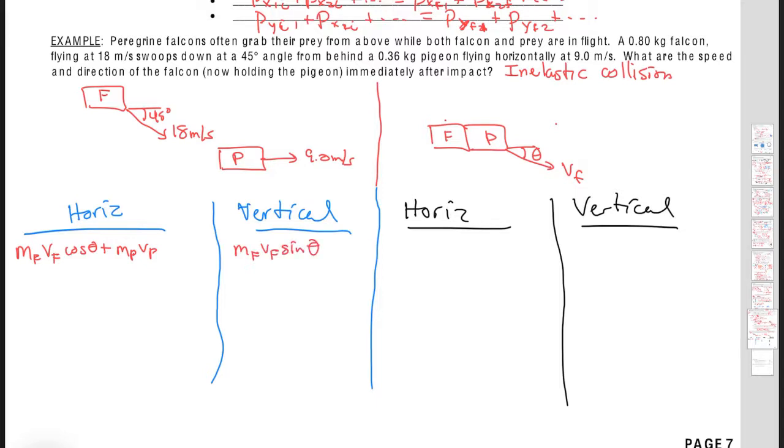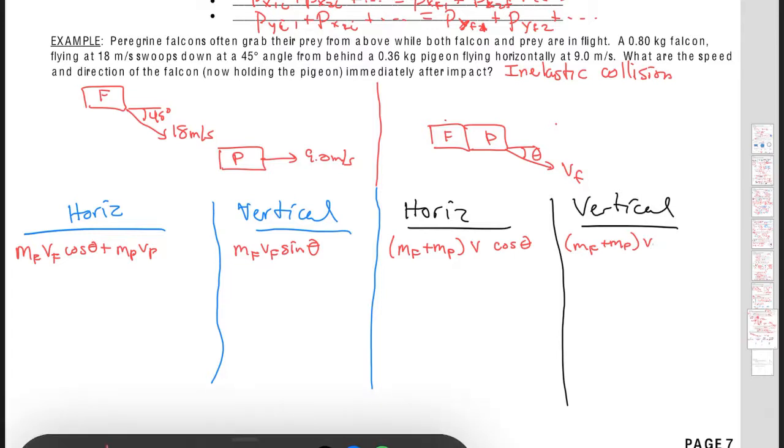And then afterwards, horizontally, we're going to end up with the two masses together times our common velocity and our common angle. It always does that when I write cosine or anything with s's. And vertically, let me make these lowercase f's because I don't want you to confuse them with the falcon before, which I called capital F. So this is going to be lowercase f.